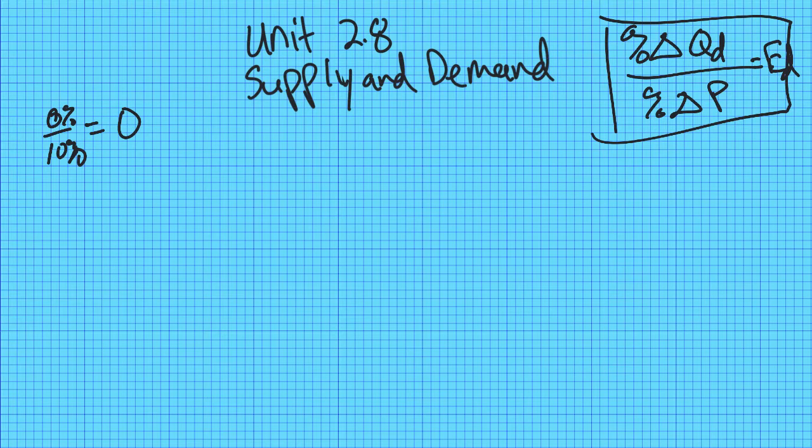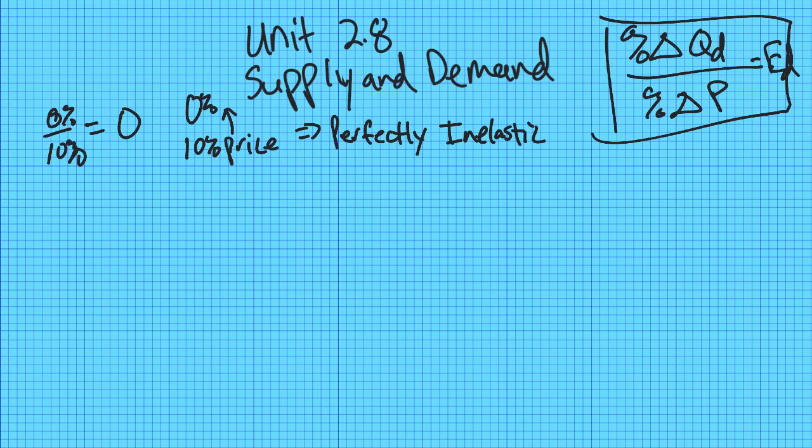I'll say that again. Let's say the price changed by 10%, but the reaction in the quantity was 0%. Now this could happen, and what we call this is perfectly inelastic. Right, perfectly inelastic, and we'll highlight that. We'll show that a little bit more.